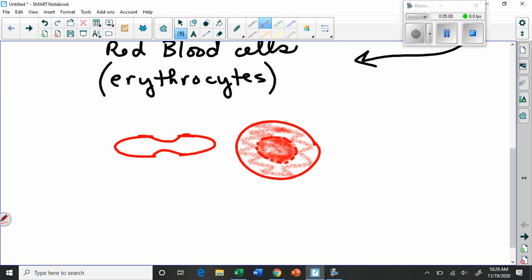Because they're so specialized in what they do, they have virtually none of the other functions that most cells would have. But they do have one important function, and that is that they contain something called hemoglobin.